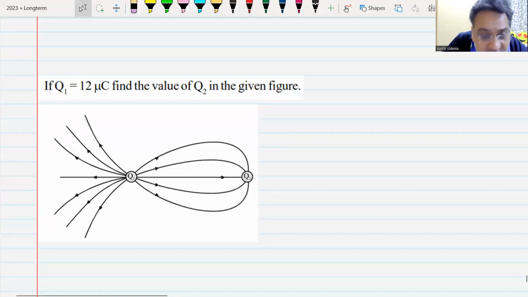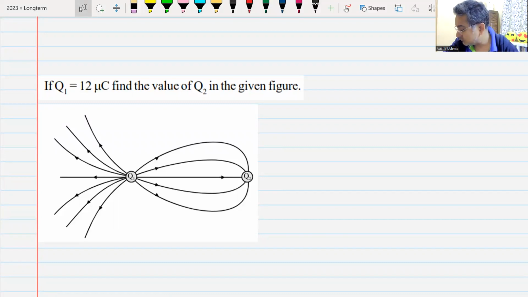Then comes the next question. The value of charge Q1 is 12 microcoulomb. What will be the value of charge Q2? Will it be positive or will it be negative? First of all, tell me that. Will it be positive or will it be negative?